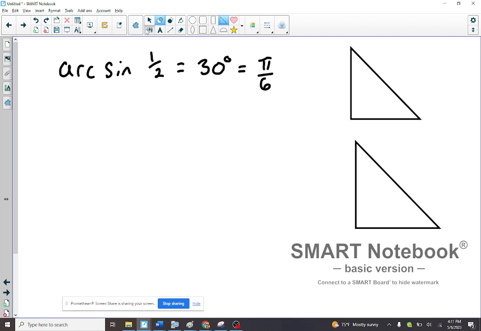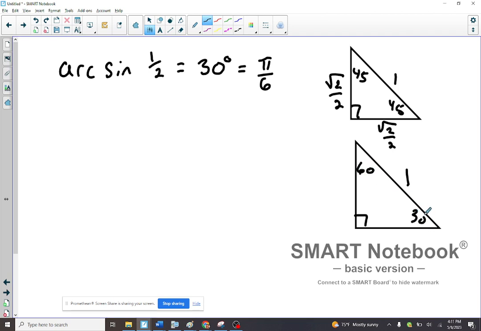For the 45, 45, remember in a unit circle the hypotenuse is automatically 1. So it's root 2 over 2, root 2 over 2. And then your hypotenuse is 1 in this one for a 30, 60. For 30, it'll be a half. For 60 it's root 3 over 2.